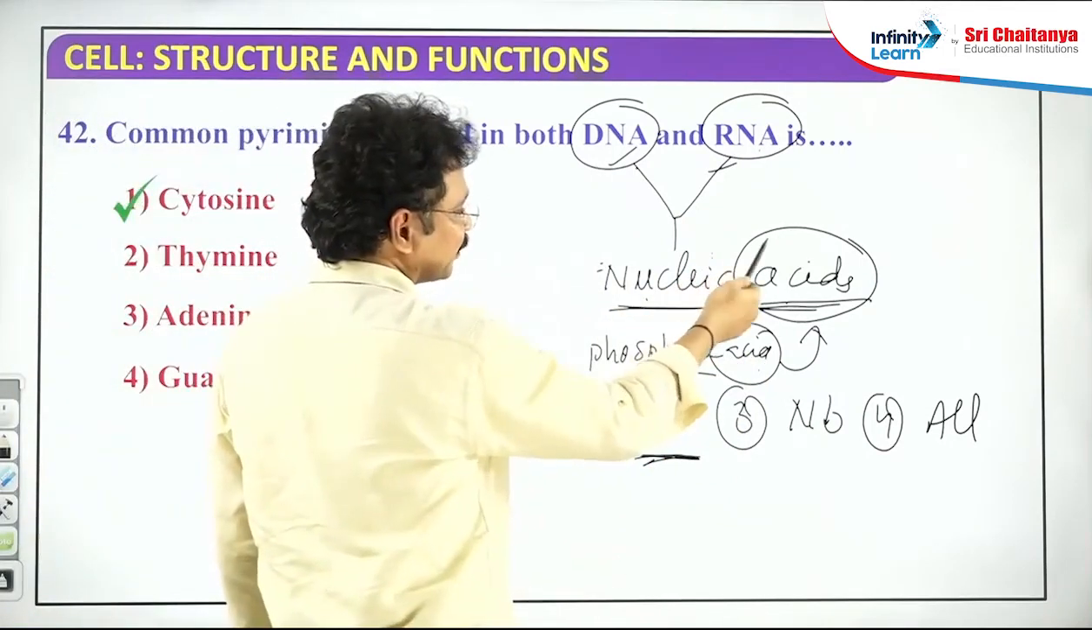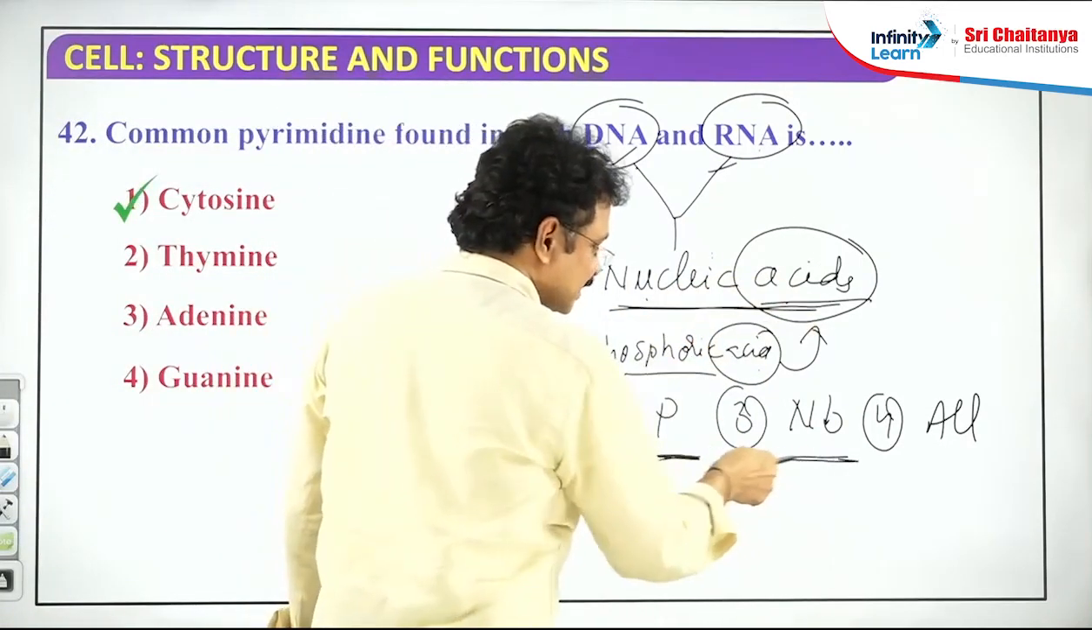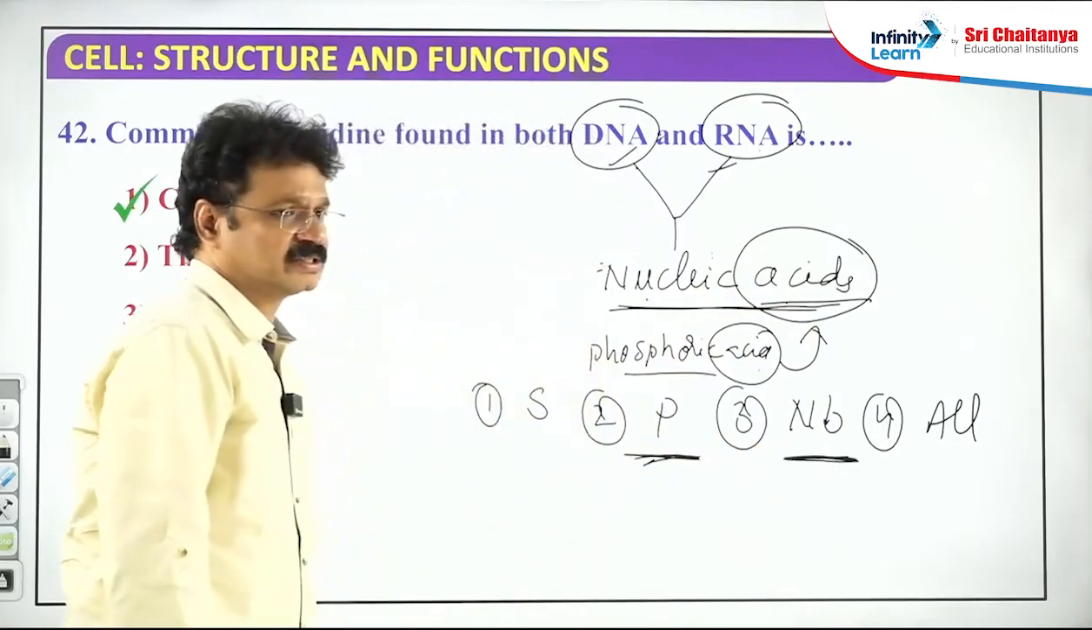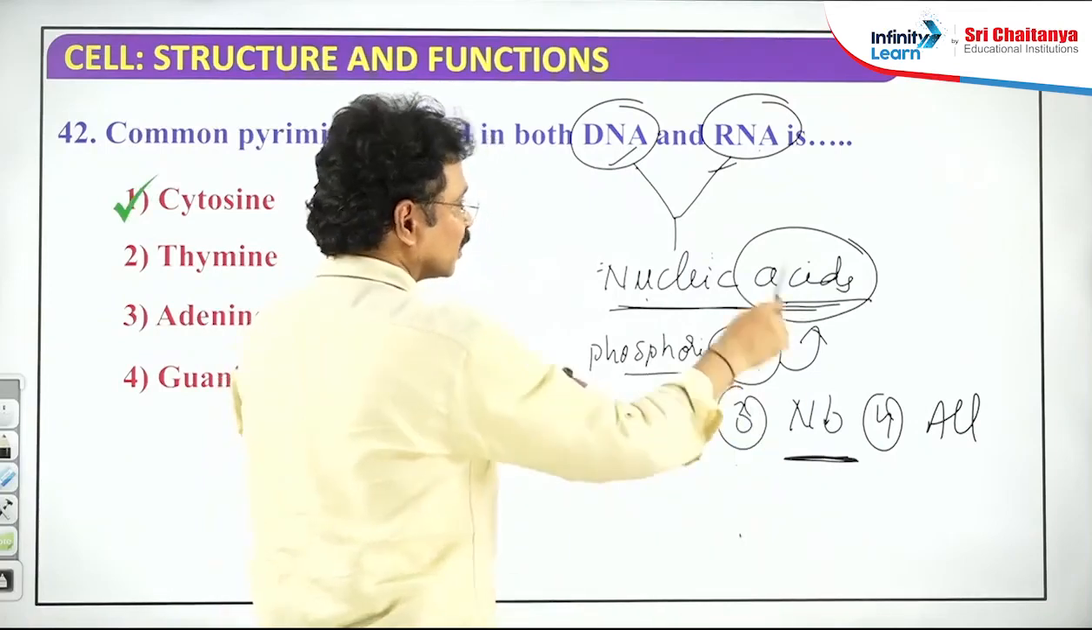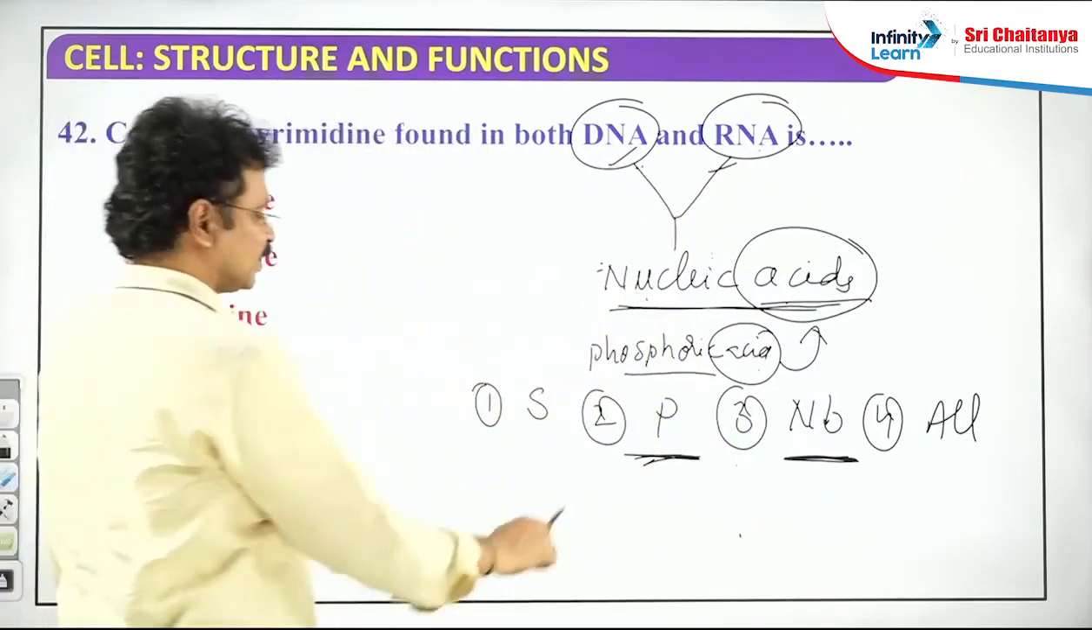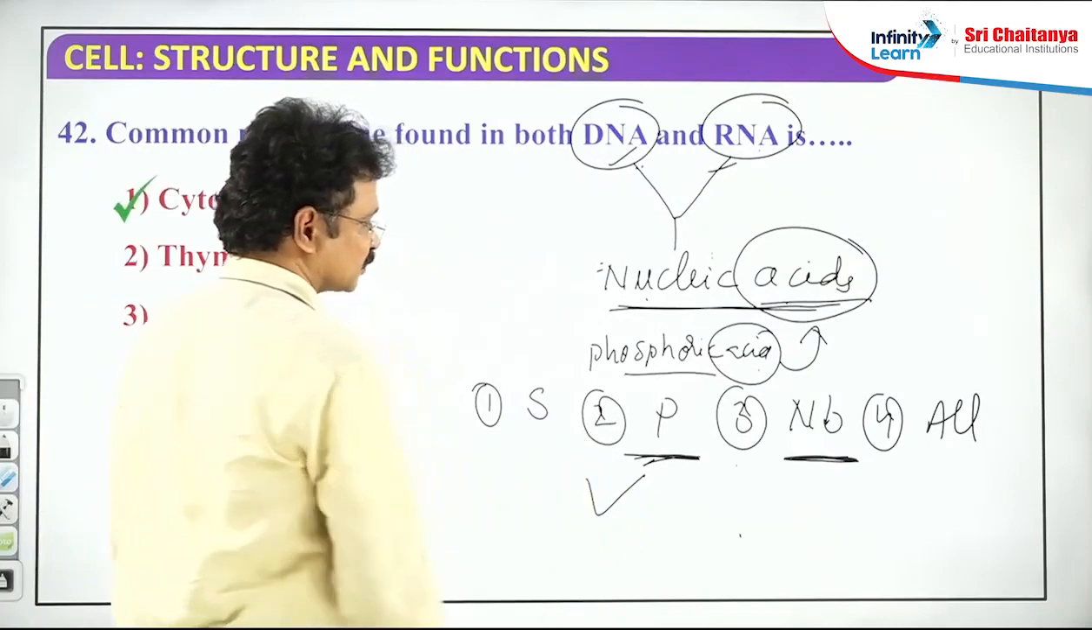Sometimes nucleic acids may exhibit basic nature due to the presence of nitrogen bases. Both acidic and basic together form the neutralized form of DNA. Okay, so the right answer for this question is the second option.